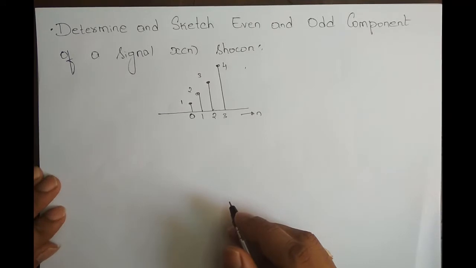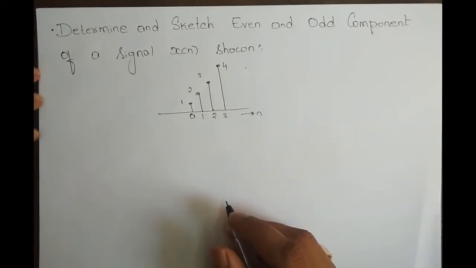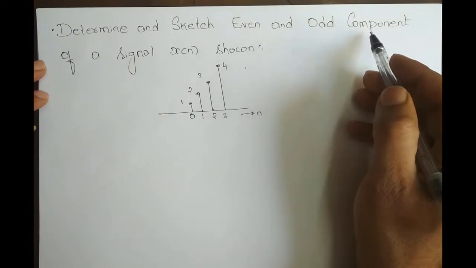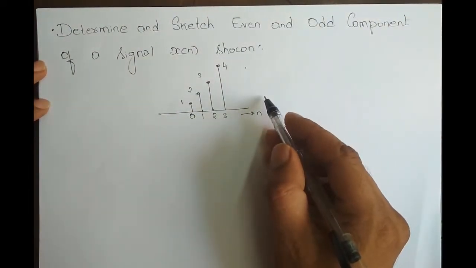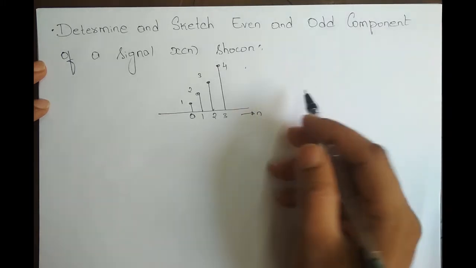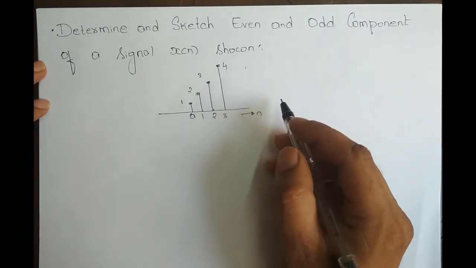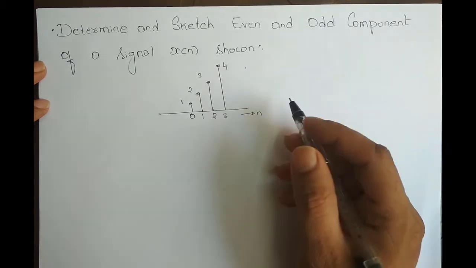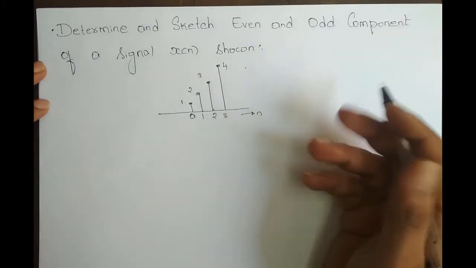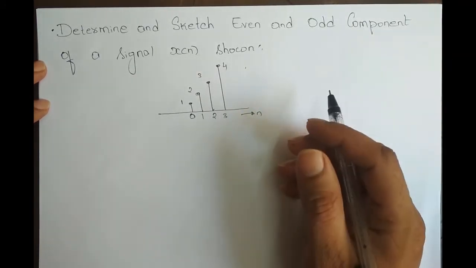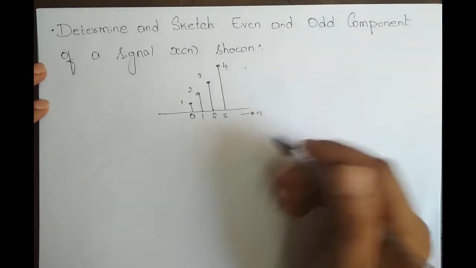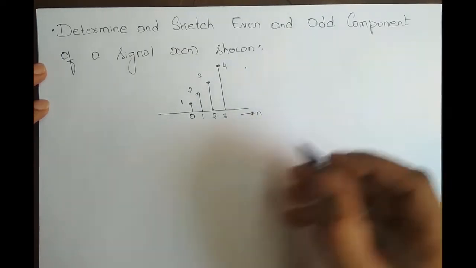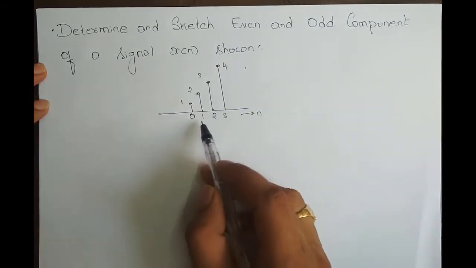In this lecture, we'll be again taking up the problems on sketching even and odd component of a signal, but in this case, it is a discrete time signal. Previously, in the previous two videos, we solved for sketching even and odd components, but those were for continuous time signals. Now we shall see how we get the even and odd component of a signal if the signal is in discrete time. Okay, and the given signal is something like this.